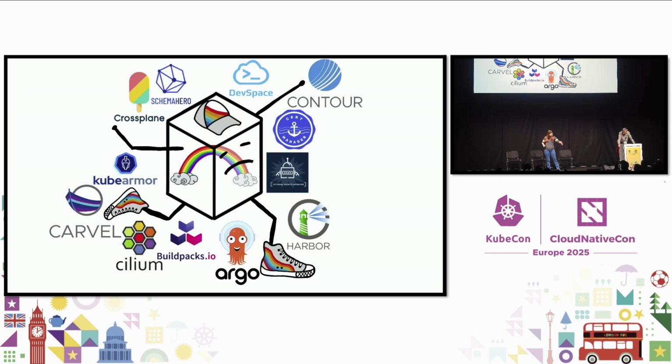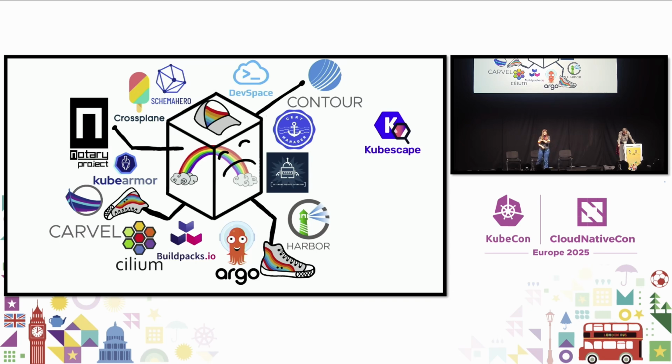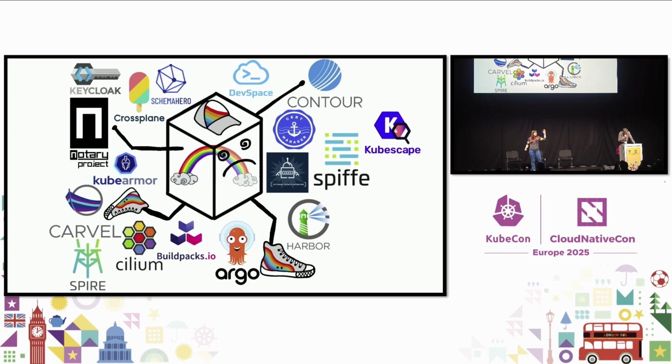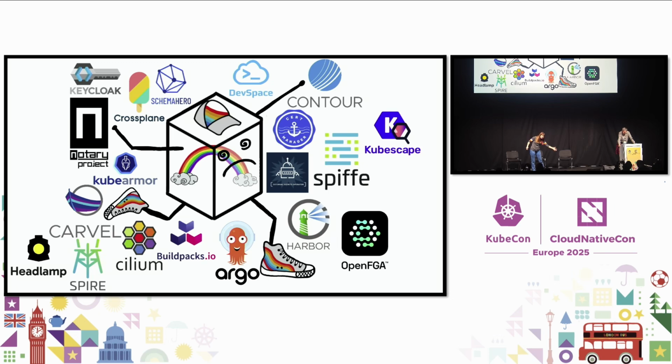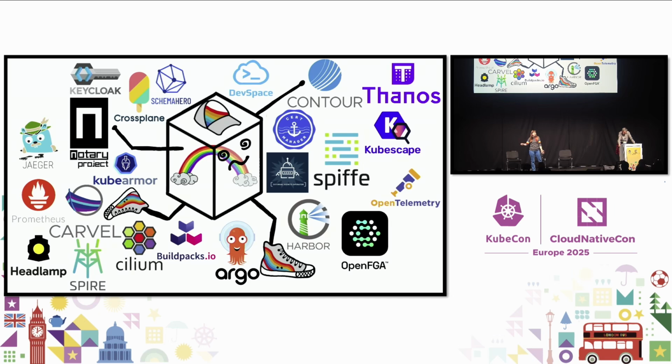we have Cilium for network policy, we have Kubescape for Kubernetes scanning, we have Notary Project for signing, we have SPIFFE and SPIRE for workload identity, Keycloak for authentication, OpenFGA for authorization, we have Headlamp for a Kubernetes UI, we have Thanos and Prometheus for collecting and scaling metrics, OpenTelemetry and Jaeger for tracing, Istio for service mesh, and OpenCost for cost management.